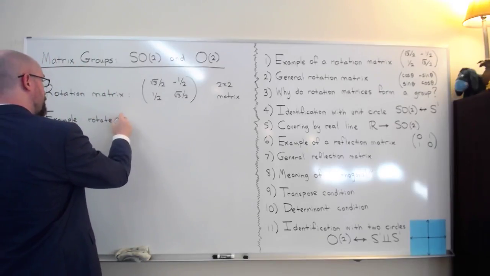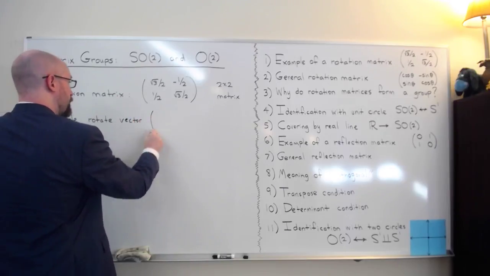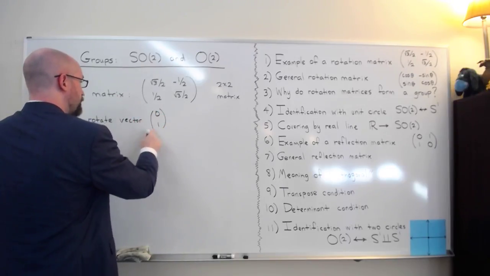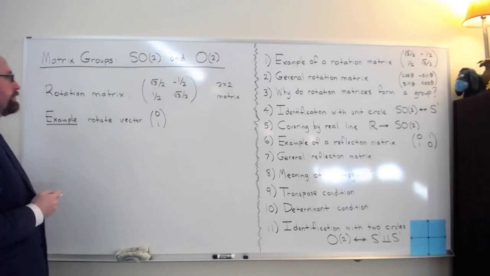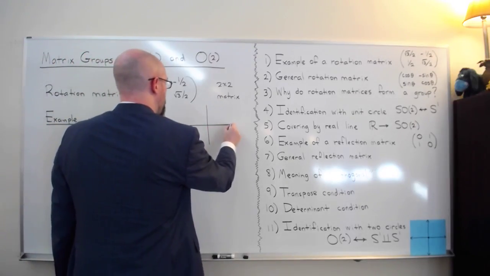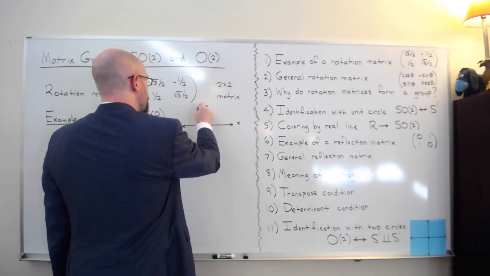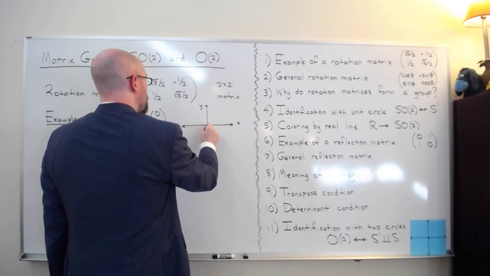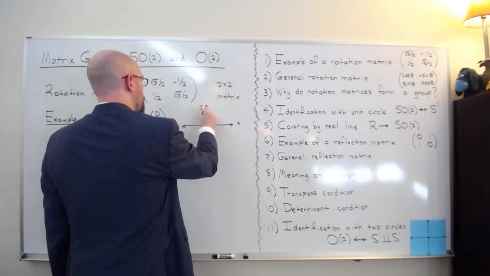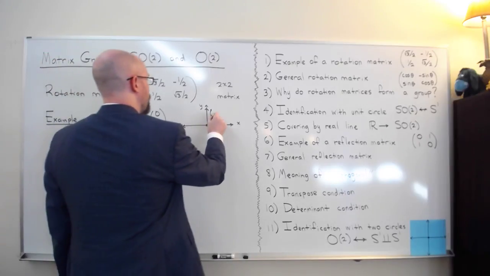So I'm going to rotate this vector now, 0, 1. And so the way this vector looks is, here's x, here's y, and this is just the vector that points straight up like that, and that distance there is 1.